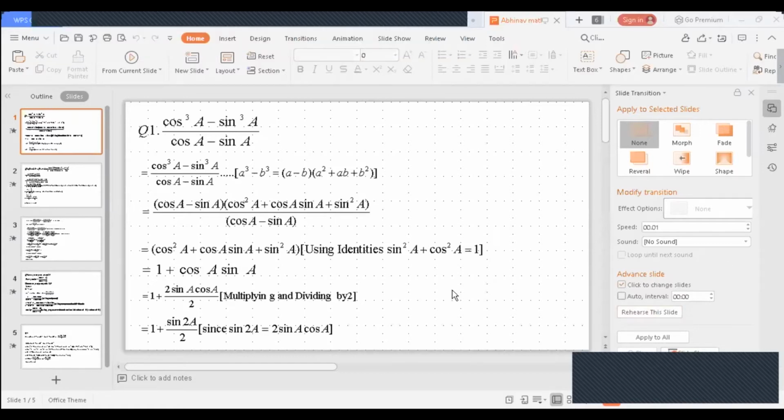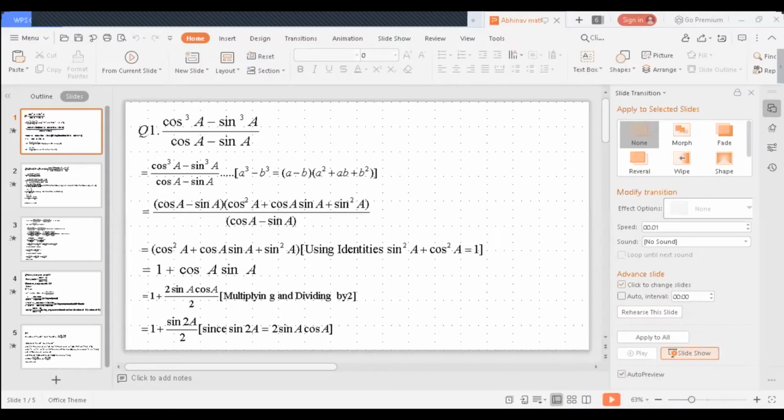Today we'll be discussing a few questions of ISC board class 11 science and arts for maths. I'll be covering some 6 parts. This is the first part, where I've taken these 5 questions which will be useful for covering the chapter called trigonometry. Now let us go ahead.